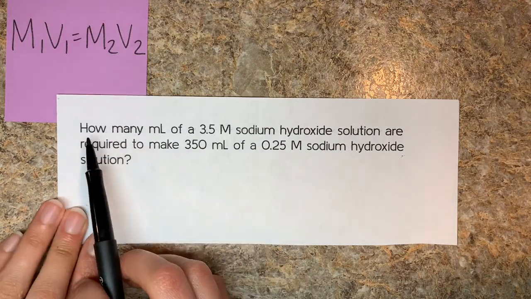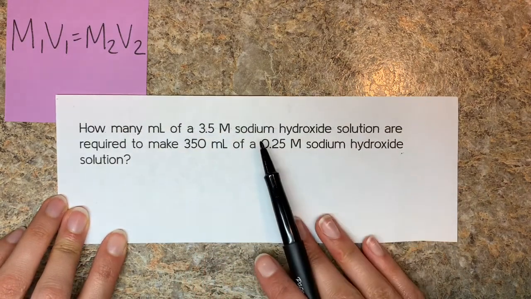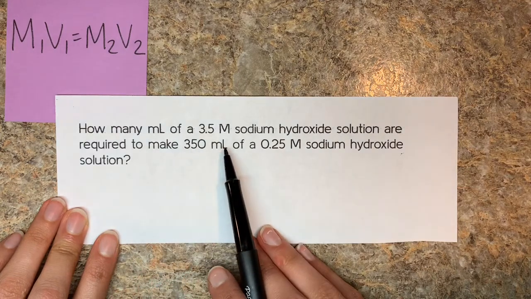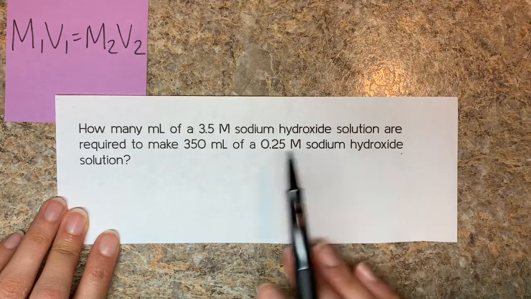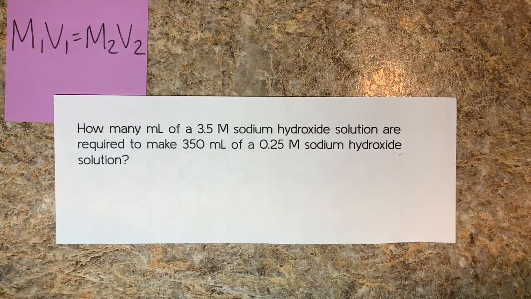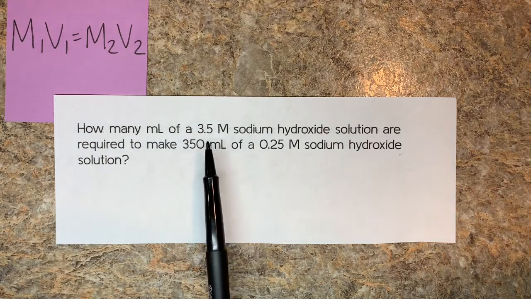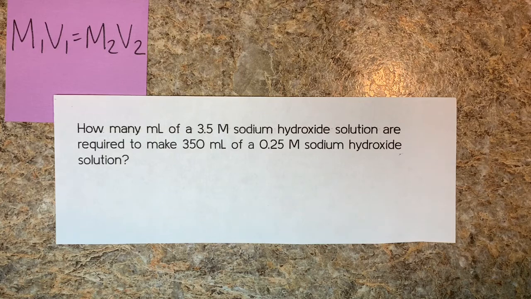The question reads, how many milliliters of a 3.5 molar sodium hydroxide solution are required to make 350 milliliters of a 0.25 molar sodium hydroxide solution? Now, the easiest thing that I have discovered when doing these problems is to write out each of your variables and determine where these fit amongst those variables. And then we can put the equation together.